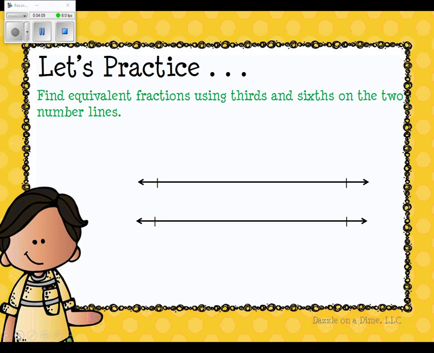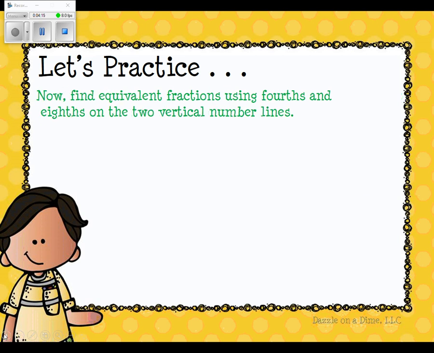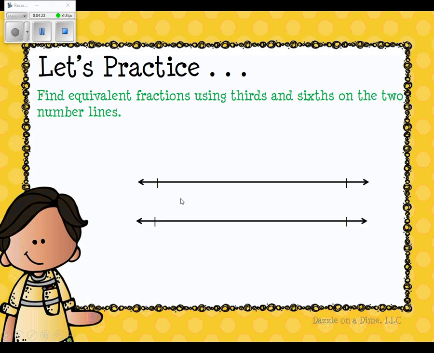Then we're going to do number lines. Find equivalent fractions using thirds and sixths on the 2 number lines. There we go. So we would label this one 0 and 0, 1 and 1. And we are going to split this into 3 parts. So I'm going to go right about here is 1/3, and a little bit bigger, 2/3, and 1 would be 3/3. And then I'm going to split this one into 6.